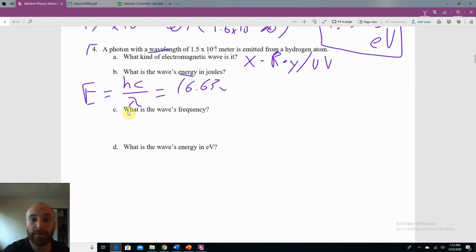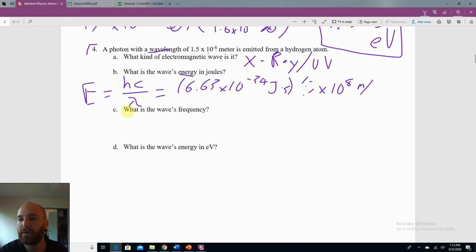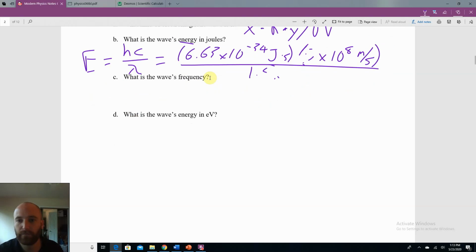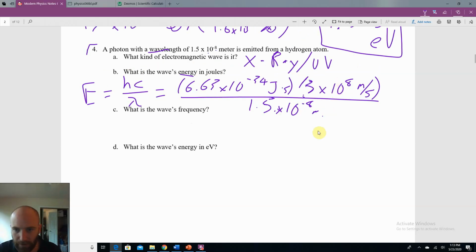6.63 times 10 to the negative 34 joule seconds times 3 times 10 to the 8th meters per second, all divided by the wavelength, which is 1.5 times 10 to the negative 8 meters. Okay. So again, some calculator work here.